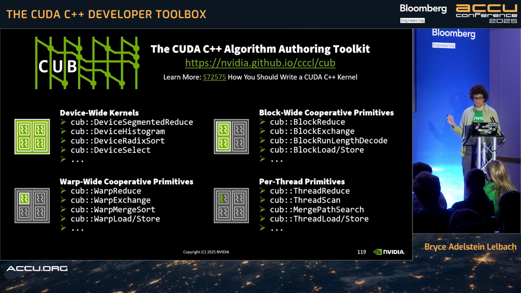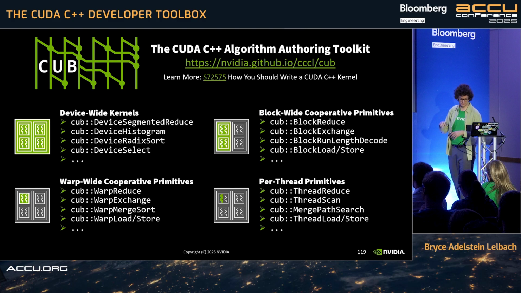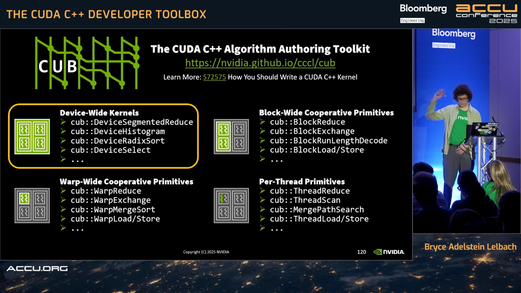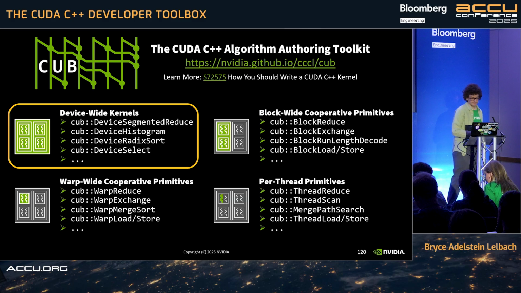But if you're interested in that, there's a great talk at NVIDIA's GTC conference. There's a link there that dives into more of the details for how you can write your own CUDA C++ kernels. I'll also link some learning material at the end. But today, we're going to focus on CUB's device-wide algorithms, which you launch from the host just like Thrust.